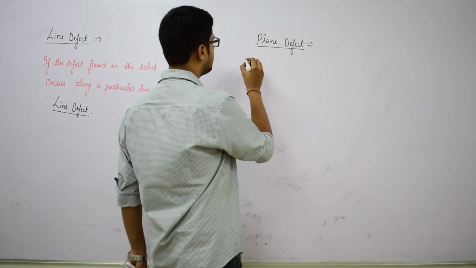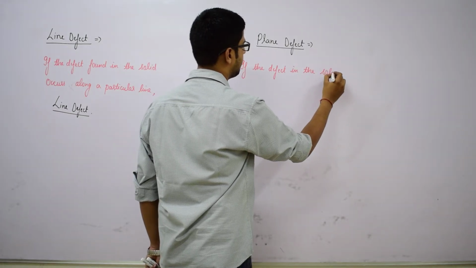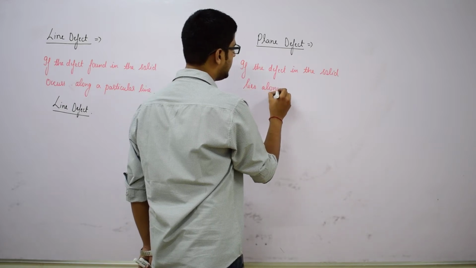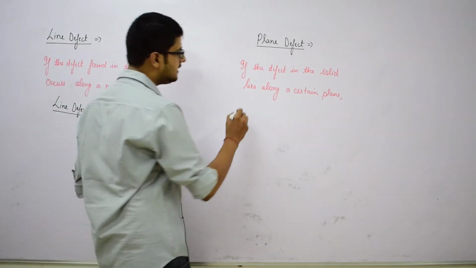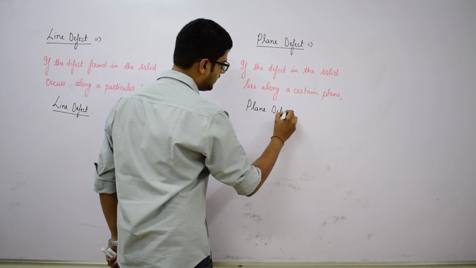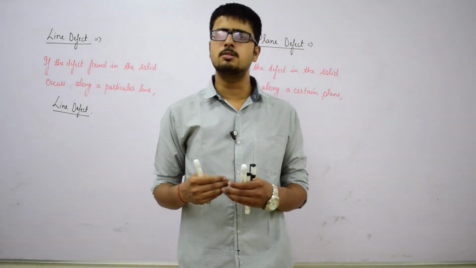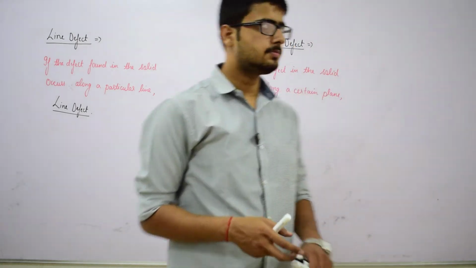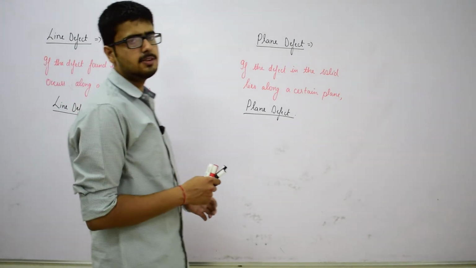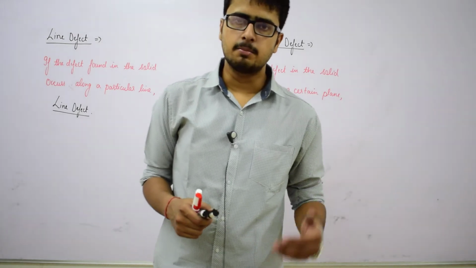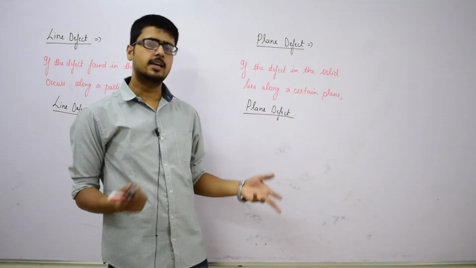But if the defect in the solid lies along a certain plane, it is called a plane defect. This plane defect may be along any plane, that is, x plane, y plane or z plane according to the 3D Cartesian coordinate system. So, these are the different classifications of lattice defect: line defect and plane defect. Line defect means the defect is lying along a certain line, but if it is found along a certain plane, that is along the x plane, y plane or z plane, then it is called a plane defect.